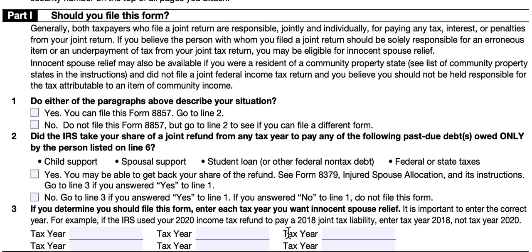So line 3, if you determine that you should file this form, then you're going to need to enter each tax year for which you want spouse relief. So if they used your 2020 income tax return to pay a 2018 joint tax liability, you would enter the tax year 2018, not 2020, because 2018 is the tax year that you want the IRS to look at your tax liability for.